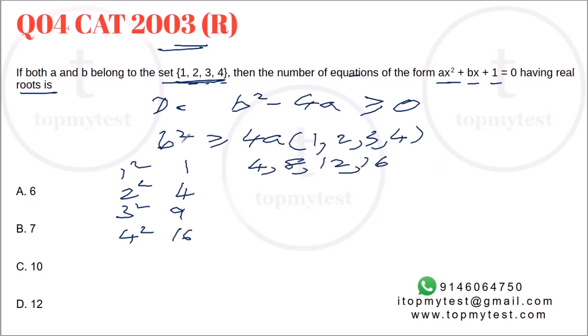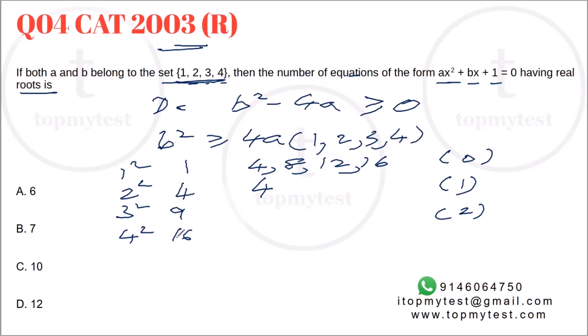Now to satisfy this relation, if I put b square is equal to 1, there is no value of a which satisfies. If I put b square is equal to 4, the only value of a which satisfies is when a is equal to 1 and 4a is equal to 4. So one relation which will satisfy. For 9, similarly, 4a will be 4 and 8, 12 and 16 won't satisfy. So two values of a will satisfy.